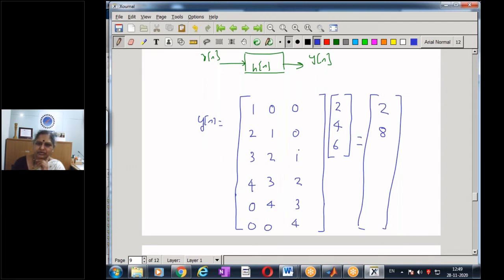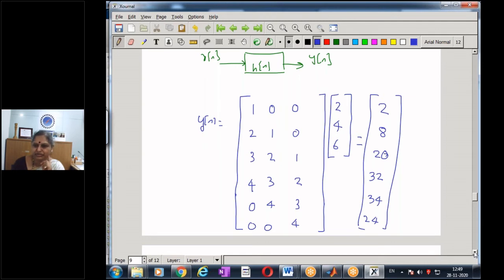No, 6 plus 4 2s are 8. 8 and 6, 14 plus 6, 20. Proceeding this way, we will get 32, 34, and 24. Last column, 6 4s are 24. So this is my convolution. The matrix method of convolution is simple when we have small finite duration sequences.